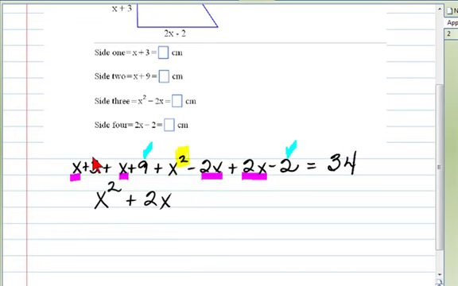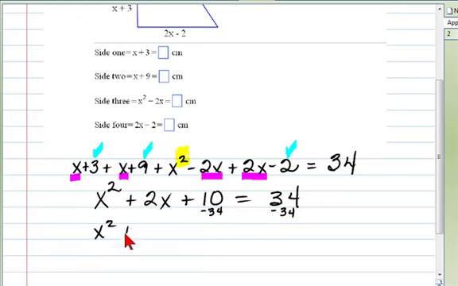Oh, I'm sorry. Thank you. I also had a 3 that I overlooked. All right, so I have 3 plus 9 is 12, minus 2, 10, and that's equal to 34. So I tried to, in a nice colorful fashion, combine like terms on the left-hand side. Now I need to get a 0 on the right-hand side, so I'm going to subtract 34 from both sides, and I end up with x squared plus 2x minus 24 is equal to 0.